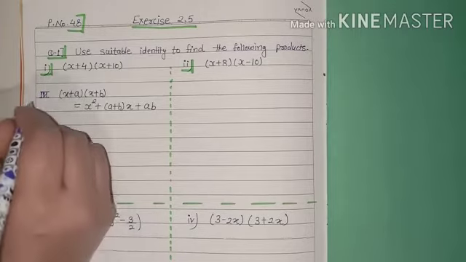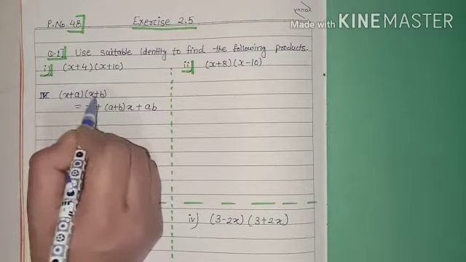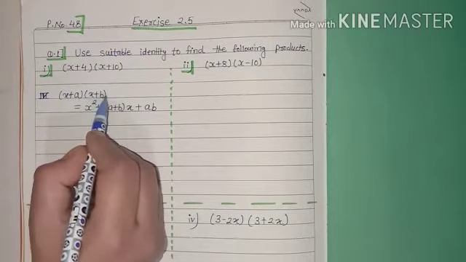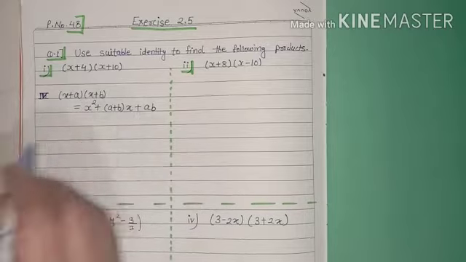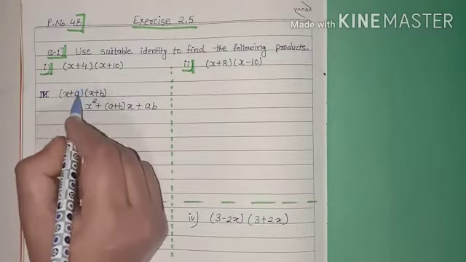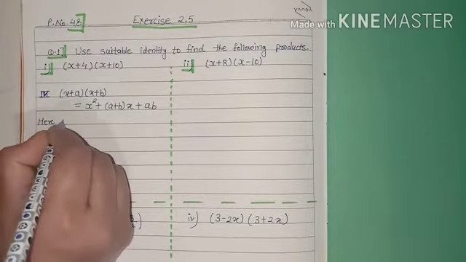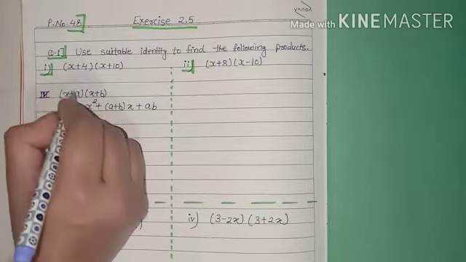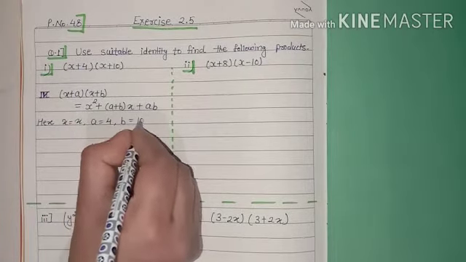Yes students, obviously we will use the fourth identity, since in this identity there are two brackets and in the question also there are two brackets. (x + a)(x + b) = x² + (a + b)x + ab. First you have to compare this identity with the question, and you can easily see the value of x is x. The value of a in the first bracket is 4, and the value of b is 10.